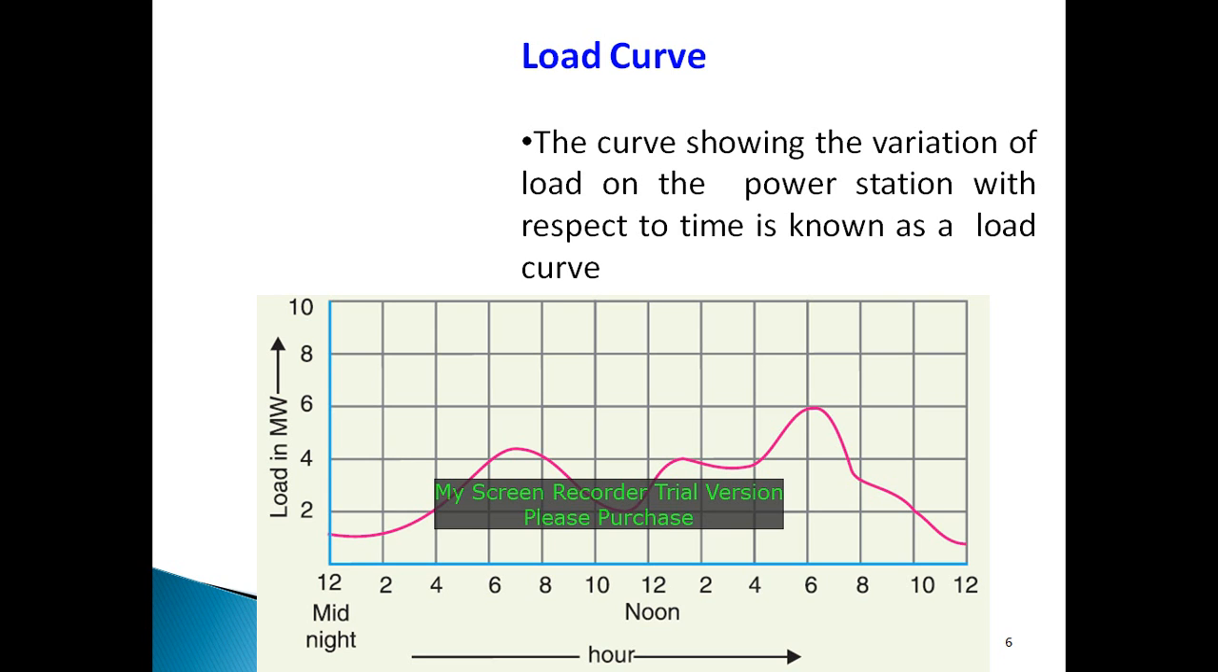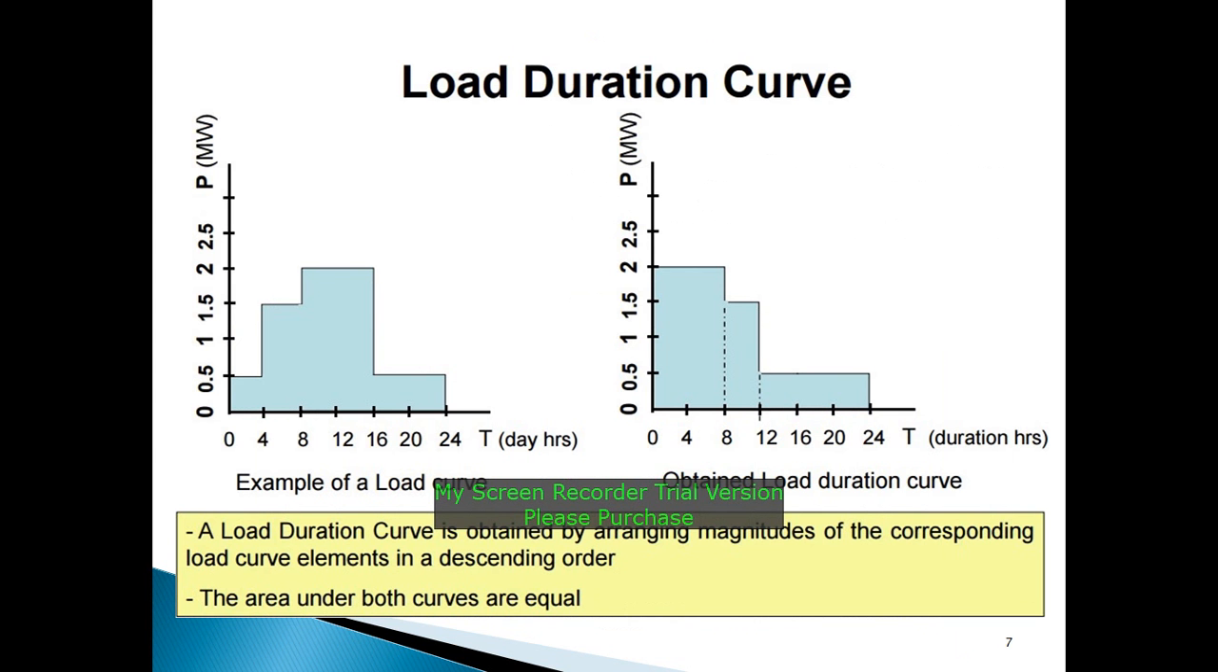Generating stations need to know about the load characteristics. With the help of the different information we receive in the stations, we can calculate the values and the characteristics of the loads. This is a sample load curve. So what is the difference between load curve and load duration curve?